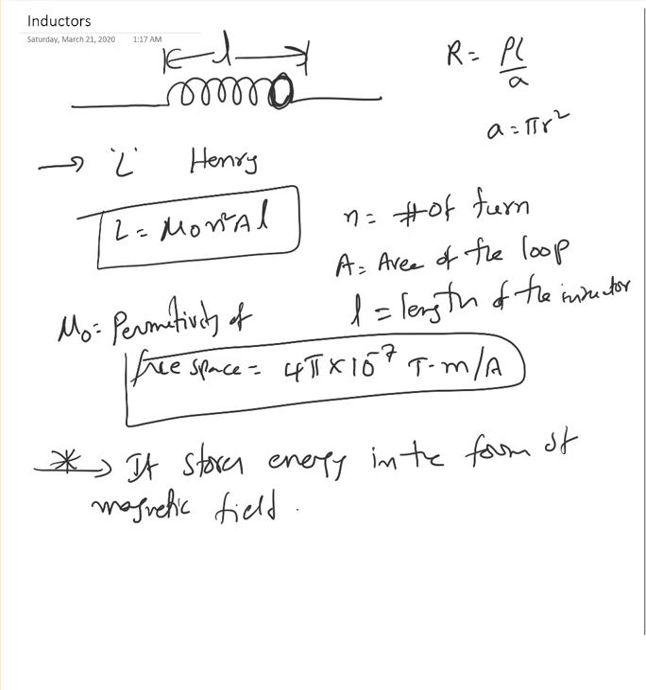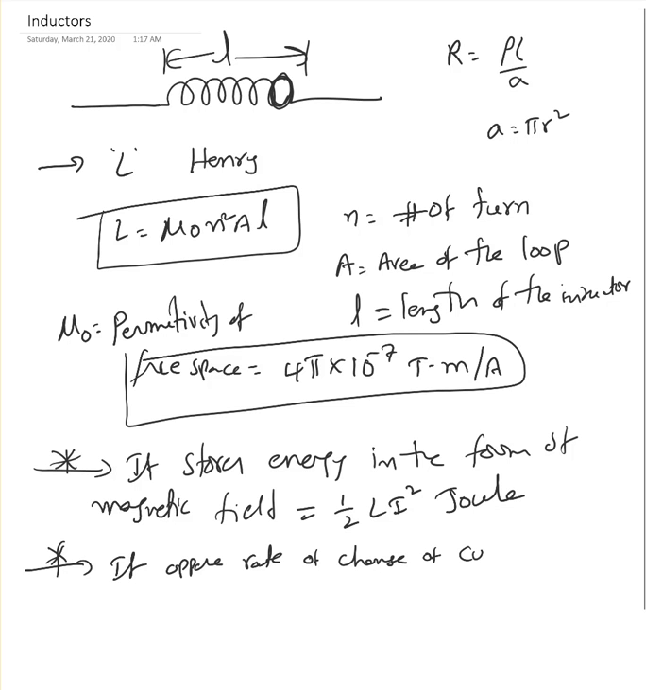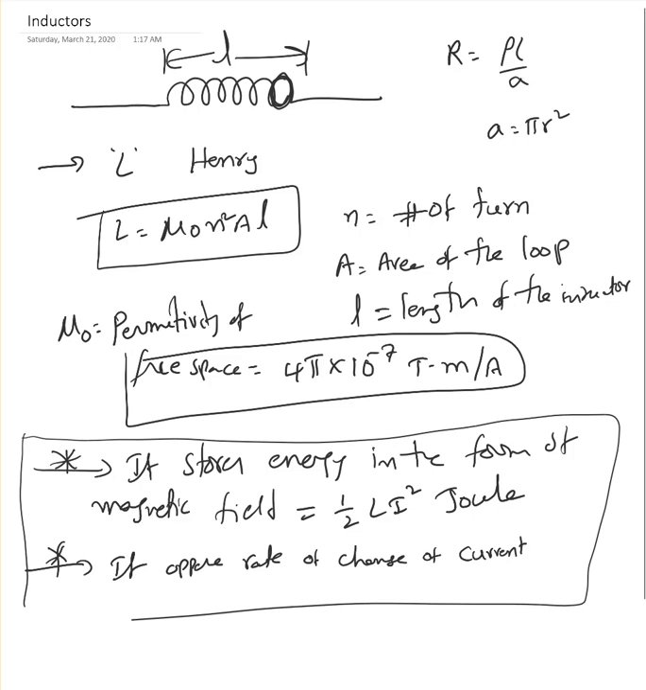If you remember, a capacitor stores energy in the form of electric field. Here it stores energy in the form of magnetic field. That value is half L I squared joules. Another important point is that an inductor opposes the rate of change of current, so it won't let the current change suddenly across an inductor. These are the basic things about the inductor. You have to remember these two things: it stores energy in the form of magnetic field, and it opposes the rate of change of current. And it's nothing but a conductor made into a number of loops, made as a coil.